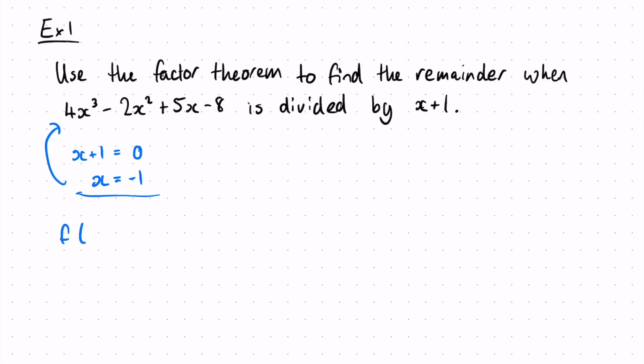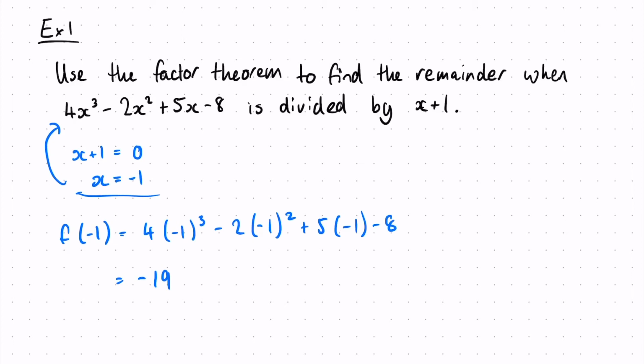So f of minus 1 is equal to 4 lots of minus 1 cubed minus 2 lots of minus 1 squared plus 5 lots of minus 1 minus 8. Typed into a calculator, that gives you the answer minus 19. Done. Okay, that's it for this question.